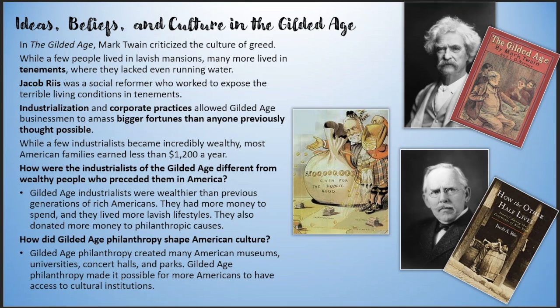Jacob Riis was a social reformer who used flash photography to expose the terrible living conditions in the tenement. And industrialization and corporate practices allowed Gilded Age businessmen to amass fortunes bigger than anyone had previously thought possible. So while a few industrialists became incredibly wealthy, most American families earned less than $1,200 a year. And in 2021 dollars, that's somewhere around $35,000 to $37,000 a year.